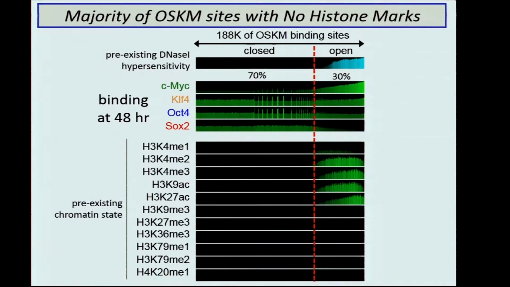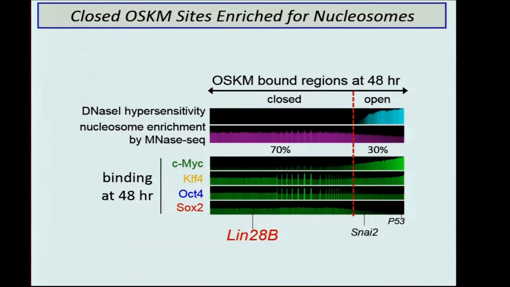So the next question: are they guided by some kind of epigenetic mark or histone post-translational modification? We looked at several histone modifications, and none of them were enriched within these regions, apart from the open chromatin, where it's enriched for the open chromatin histone marks. But the absence of a histone mark does not mean the absence of nucleosomes or histones. When we did MNase-seq, which directly maps where nucleosomes are, you can see that the majority of these sites are highly enriched for nucleosomes. These regions include important genes for pluripotency, such as LIN28B, which I will come back to later, that are targeted by these factors.